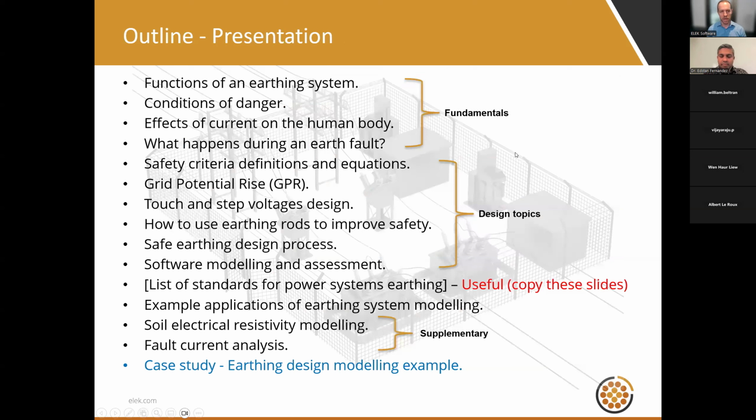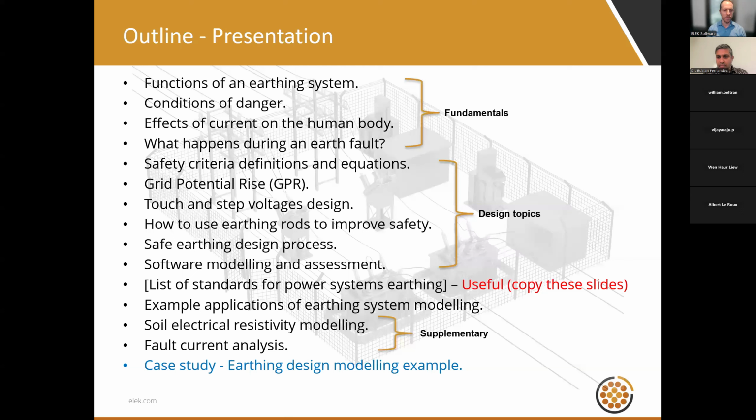The outline for this presentation: I will talk about the fundamentals, why we need earthing at a high level. For example, the effects on the human body, what happens during an earth fault. I will then talk about basic, or fundamental, design concepts. I'll talk about safety criteria, safe touch and step voltage limits and equations, grid potential rise, touch and step voltages, and how to use earth rods properly to improve safety in your design.